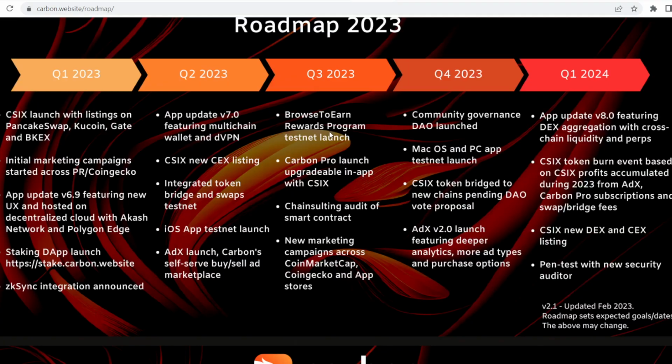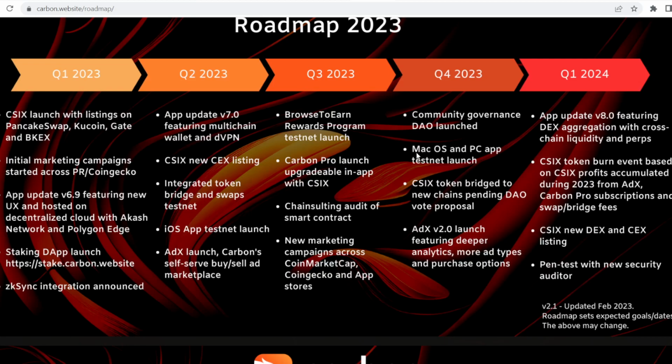Now come to the roadmap part. In quarter one 2023, the launch has happened. The exchange listings they promised, they have achieved: Qcoin, Git.io, and BKX, and it is also available on PancakeSwap. Along with that, they are also doing the ZK Sync integration in quarter one itself. In quarter two 2023, you will see new exchange listings which they have promised, an app update, an iOS app testnet launch, and much more. You can see it on the screen.